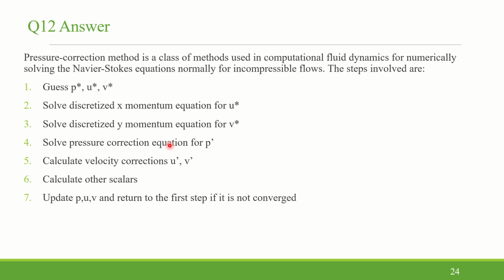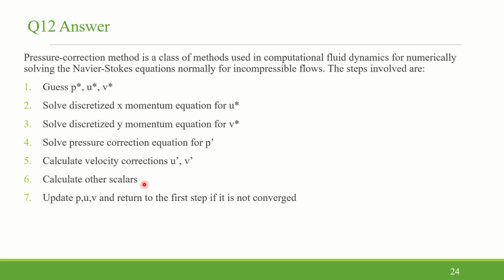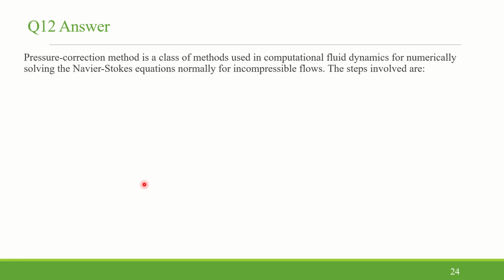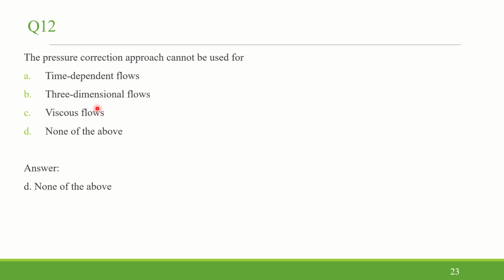It is a class of method used in CFD to get the solution for the Navier-Stokes equations when we are dealing with incompressible flows, and these are the steps used over there. It can be used for three-dimensional flows, for time dependent flows, and for viscous flows. So all three it can be used. So option D, none of the above, is the answer, because the question asks what the pressure correction approach cannot be used for.